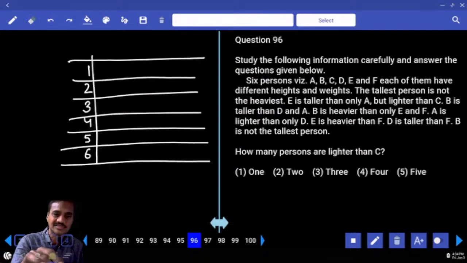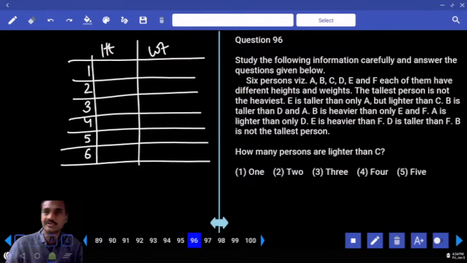Now in the first case, let us take height, and in the second case, let us take weight. I mean, there are the possibilities, height and weight. Then coming to this one, what is the first information we have? These are the 6 persons we have, and E is taller than only A. E is taller than only one person but shorter than the remaining persons.